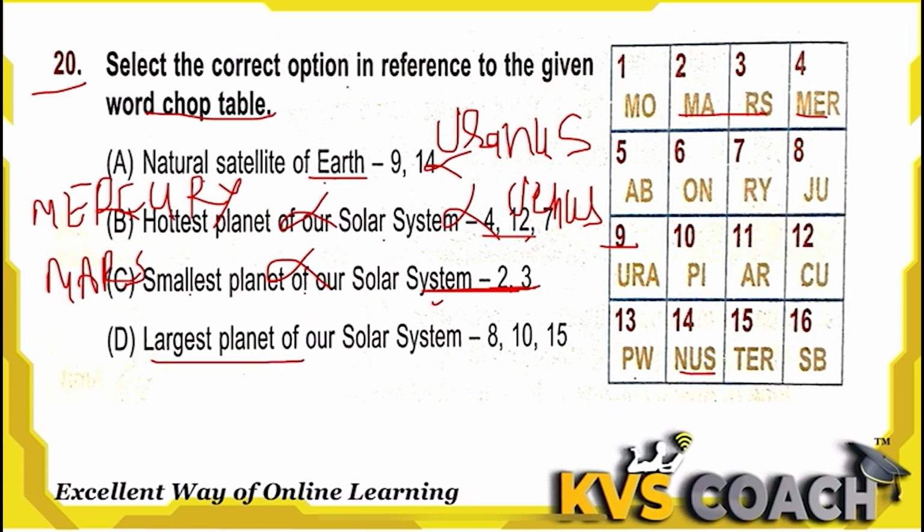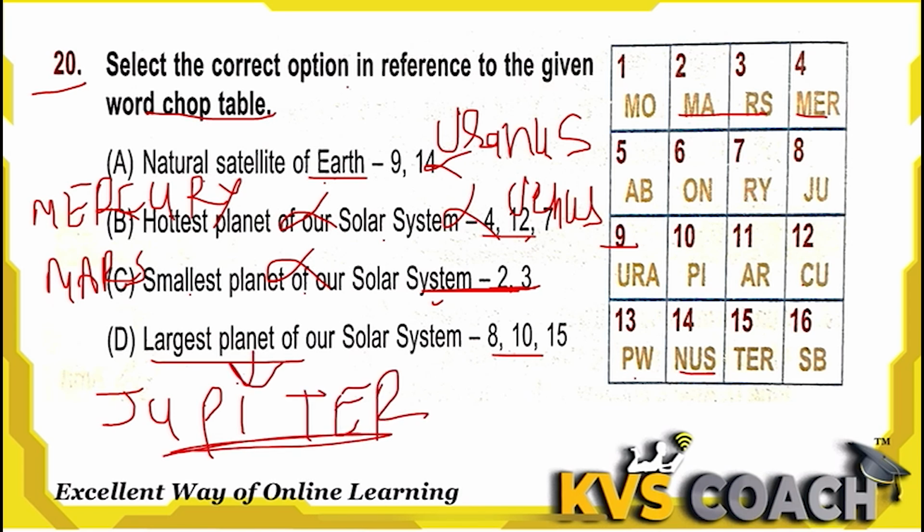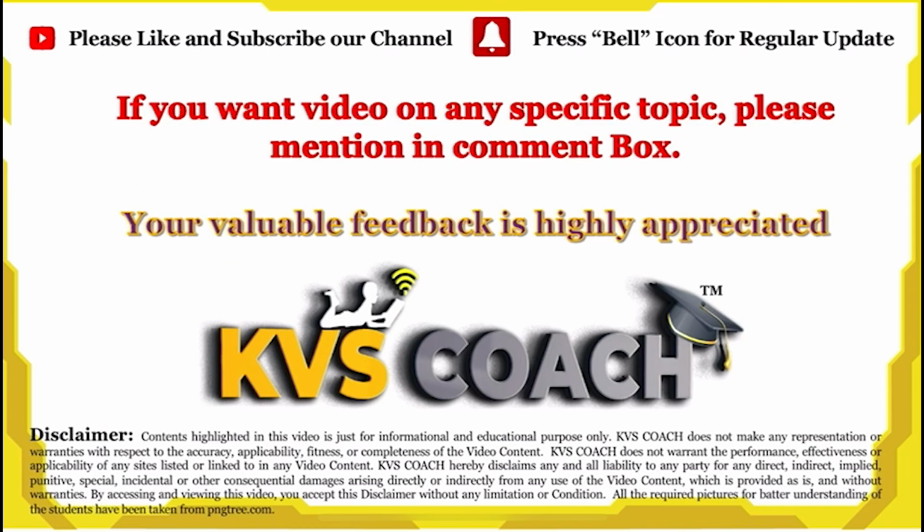The largest planet of our solar system is Jupiter. So let's check. 8, 10, 15. 8 is Ju, 10 is P, and 15 is TER, Jupiter. This is absolutely right. The largest planet is Jupiter. Hottest is Venus. Smallest is Mercury. And the natural satellite of the Earth is the Moon. So option D is the right answer.